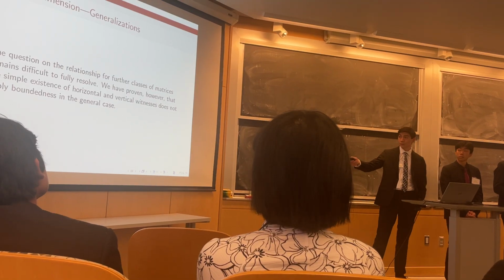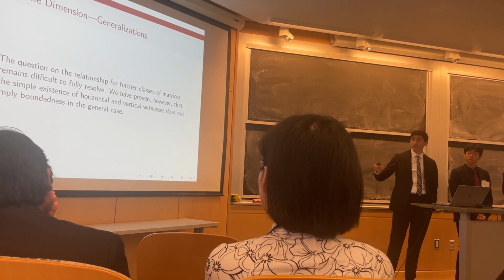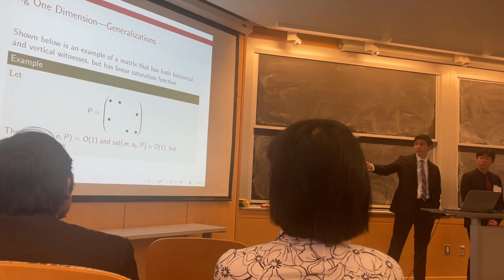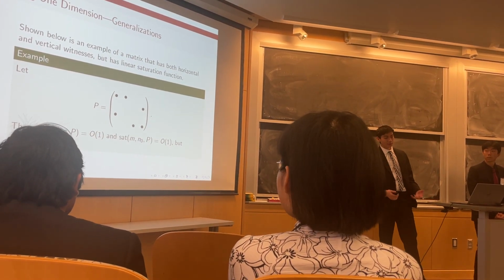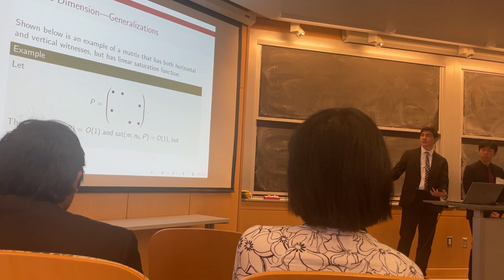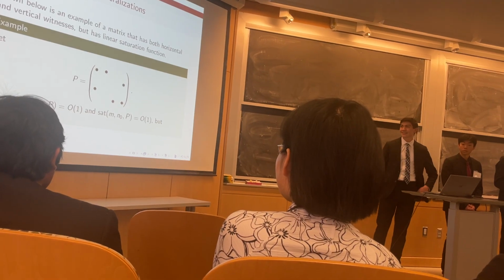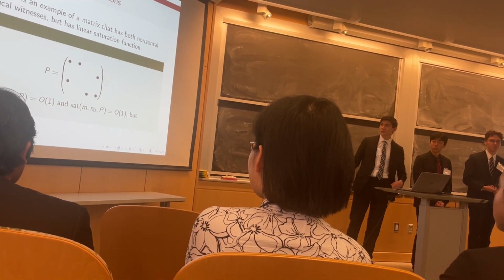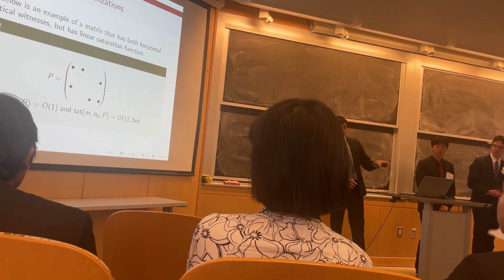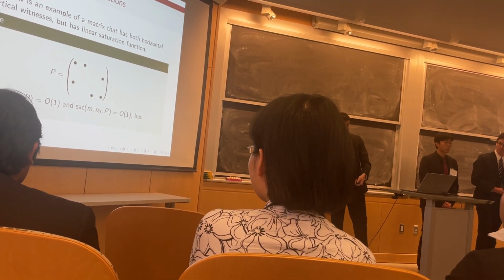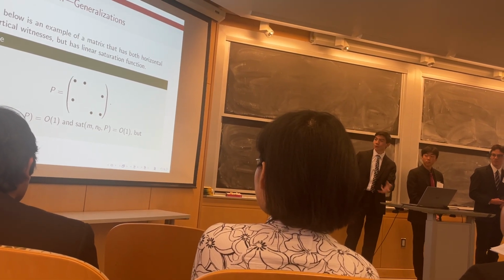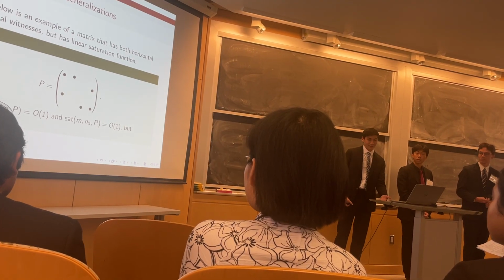We were able to prove a counterexample to this in this pattern P, which has a horizontal witness and a vertical witness as we constructed, but because it doesn't have any ones that are alone in its row and column, the semi-saturation gives that it has to have a linear saturation function. So what this means is that for this pattern P, if you fix one of the dimensions, the horizontal or the vertical dimension, and allow the other one to vary, it has a bounded saturation function. But if you allow both of the dimensions to vary, then it has a linear saturation function.